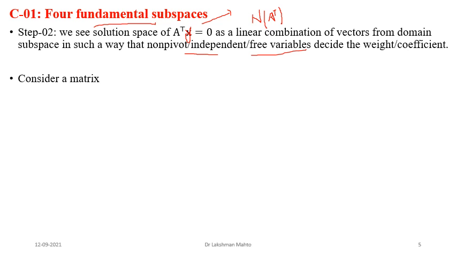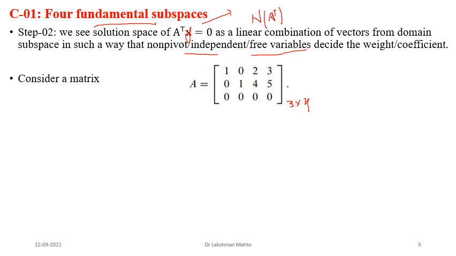So I have taken one matrix, and now everything will be clear. This matrix A is a 3 by 4 matrix, 3 rows and 4 columns. Just for simplicity, we took the row reduced form. You can observe that it is in RREF form. So this is the matrix. It is already in row reduced form.